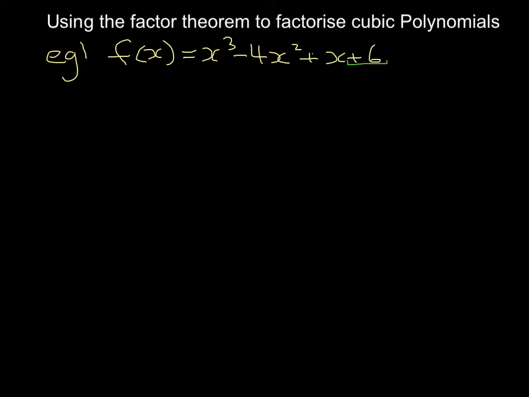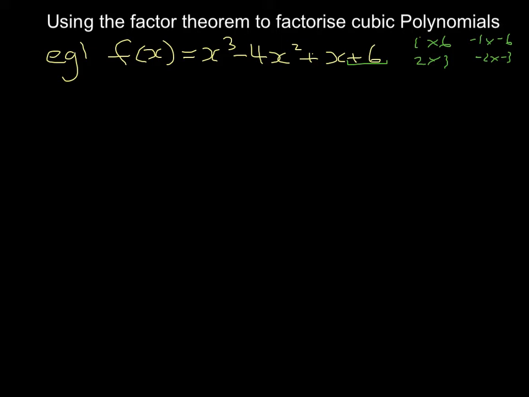So we could have 1 times 6, 2 times 3. They're possible factors, but we could also have negative 1 times negative 6 and negative 2 times negative 3. They're all the different factors. So what we need to do is basically do a bit of trial and error.